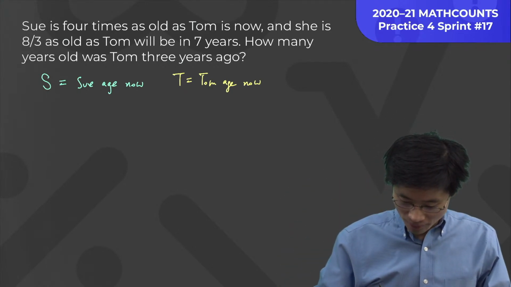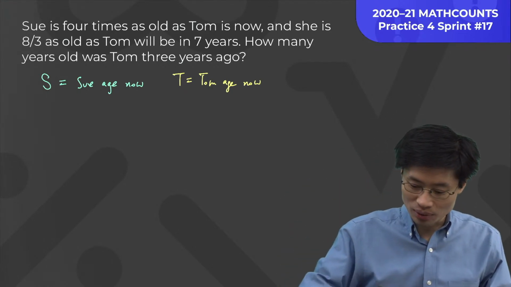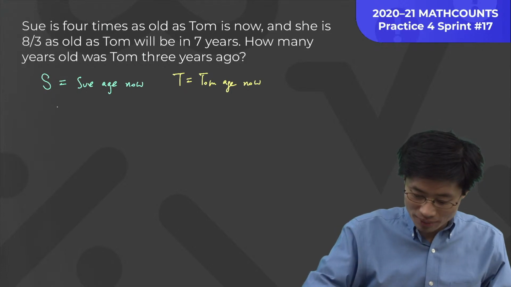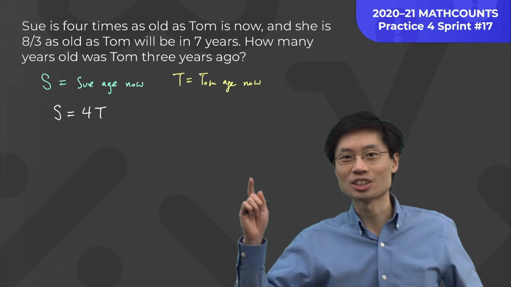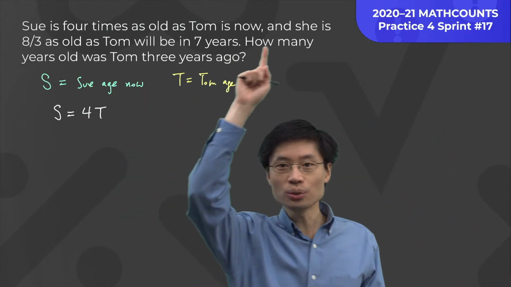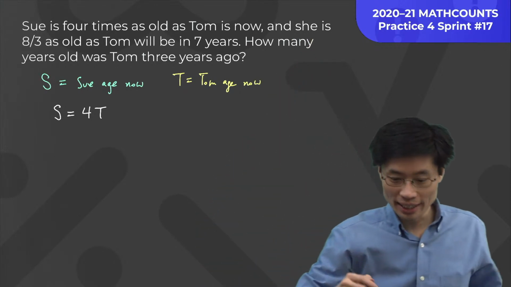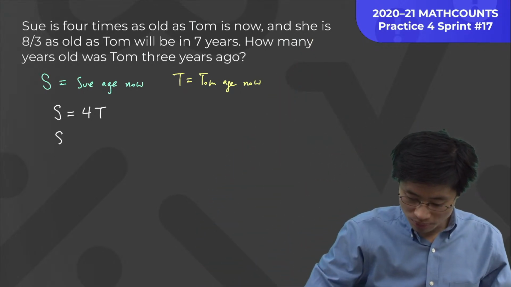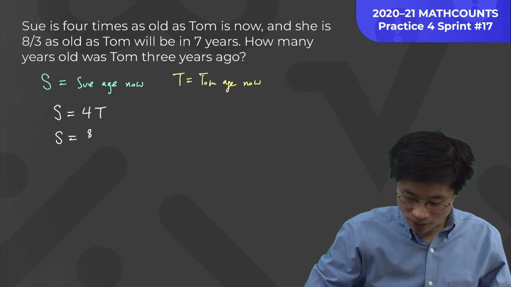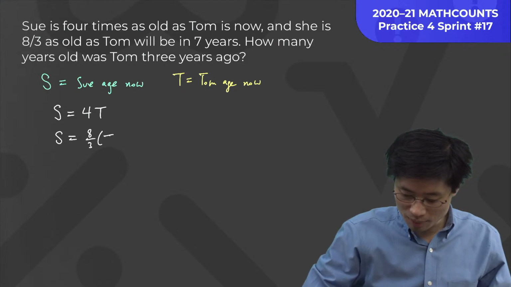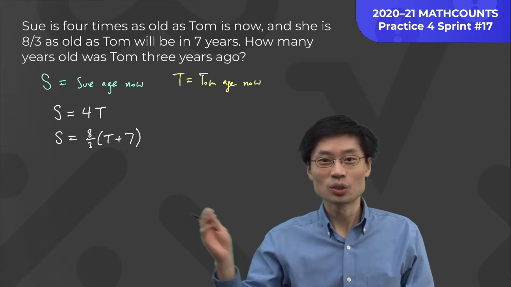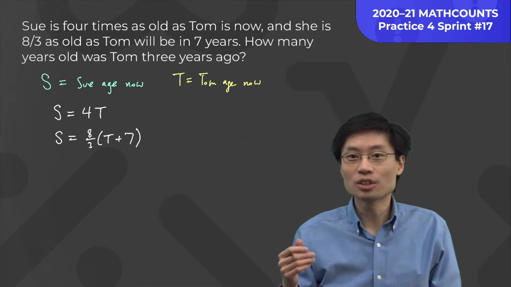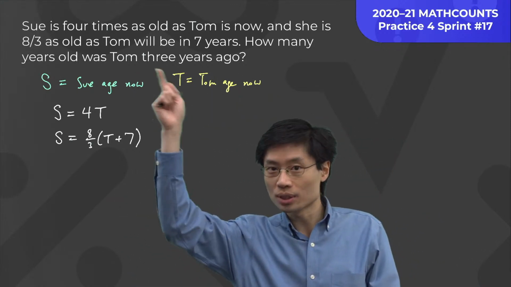What do I know? I know that Sue is 4 times as old as Tom is now. So one equation is Sue's age is 4 times Tom's age. Now let's translate the next thing. Sue now is 8/3 as old as Tom will be in 7 years. Okay? So now I have this information. I need to figure out how many years old Tom was 3 years ago.